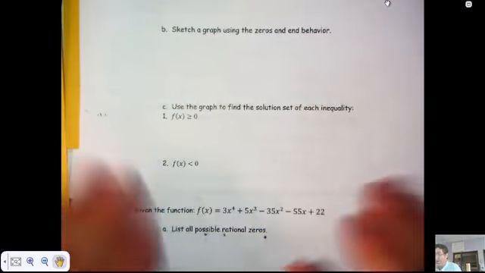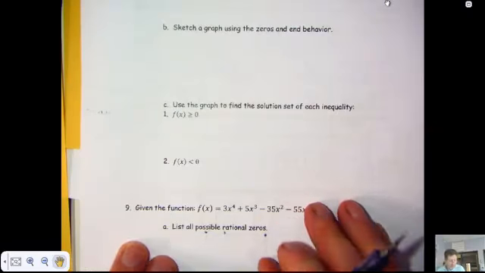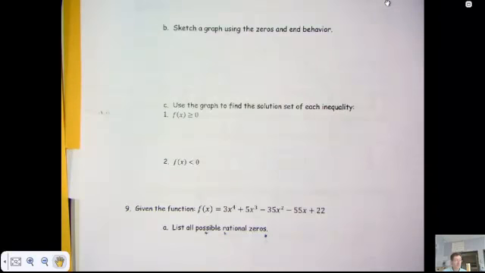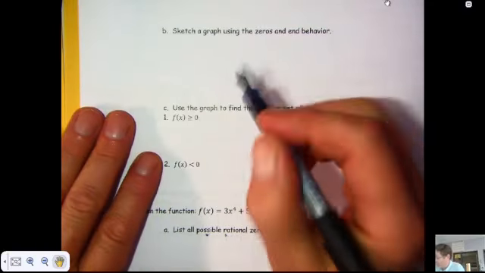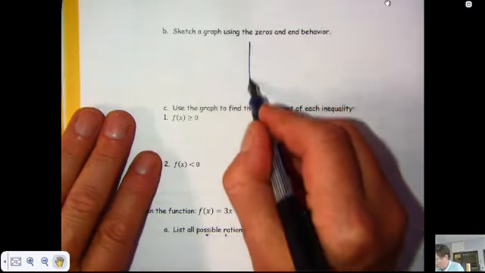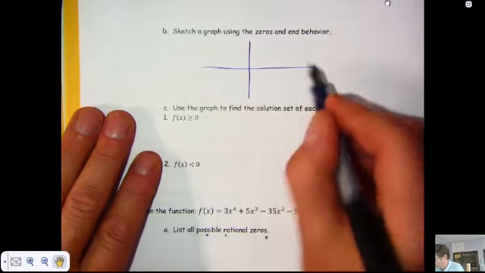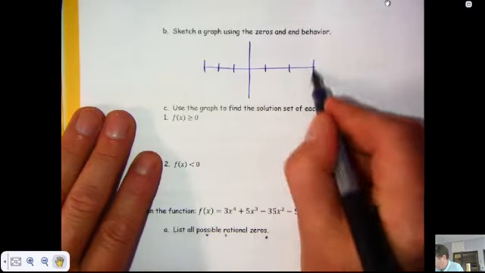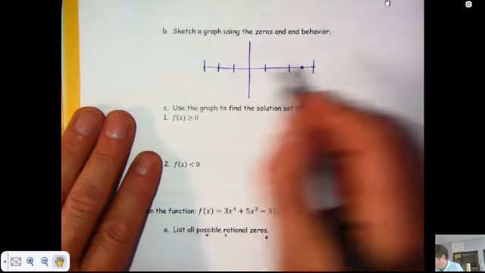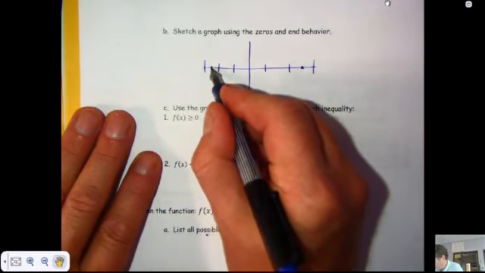All right, part B wants me to sketch this graph, using the zeros and end behavior. What zeros show up on this graph? 5/2 and -5/2. Yeah, I only have 2 zeros. The multiplicity is 1 for each. 5/2 is 2.5. So my zeros are here and here.